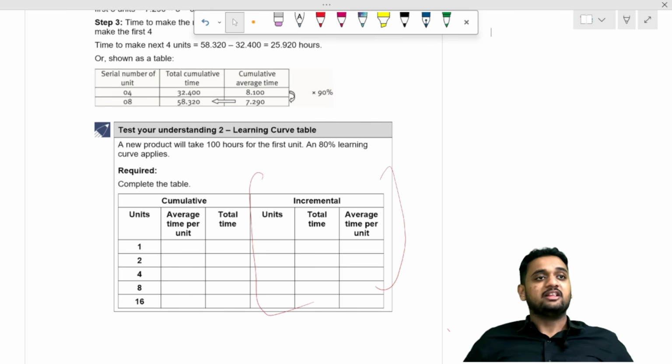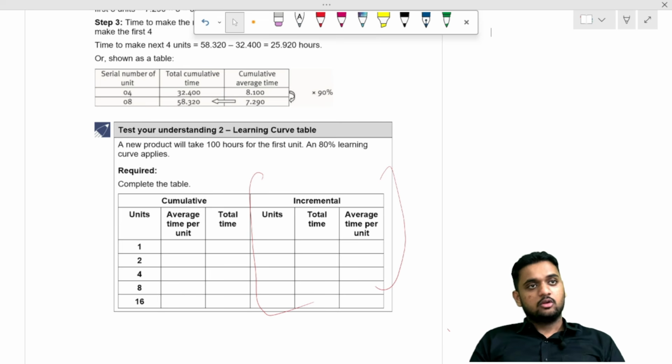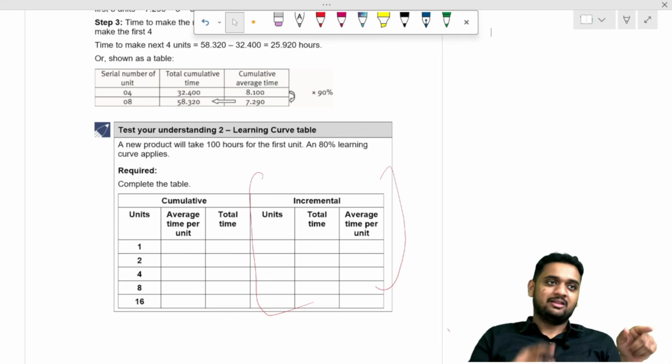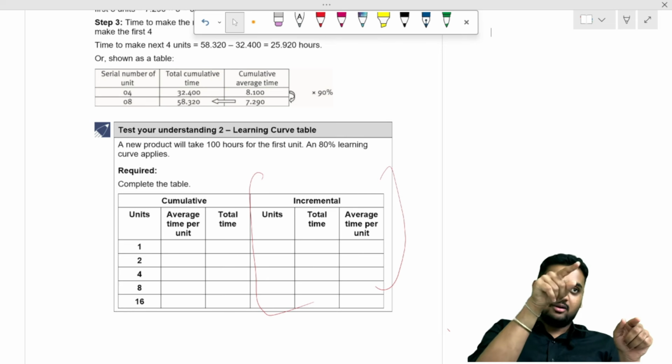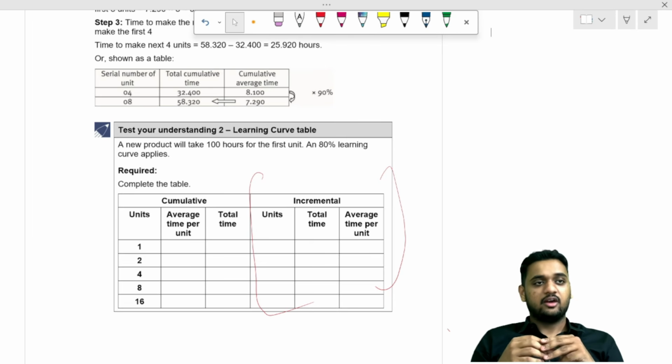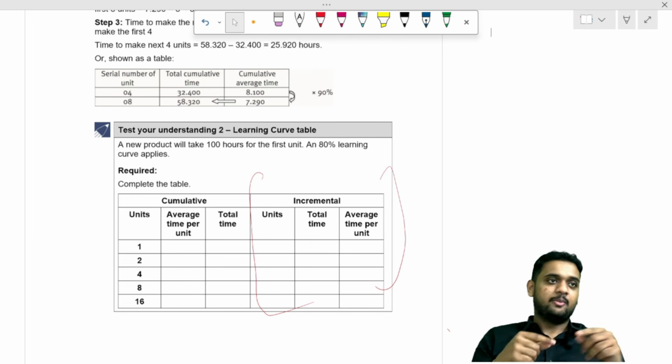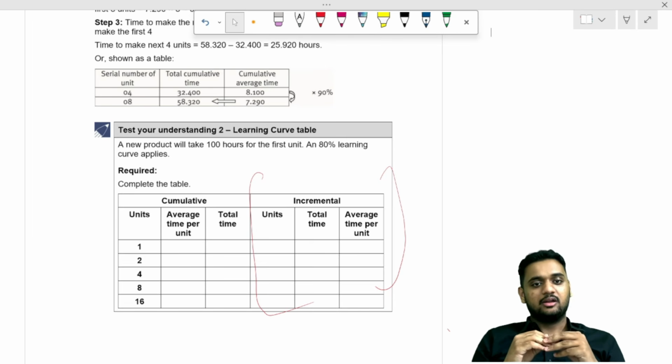So what did we learn in Wright's law? As the units keep on doubling. They have given in double units. So as units keep on doubling, the cumulative average time reduces. What is the learning curve here? 80%. So 80% of 100, how much? 80 hours. Next, for 4 units, that 80 is the average time for 2 units. Then total time will be that multiplied by 2.